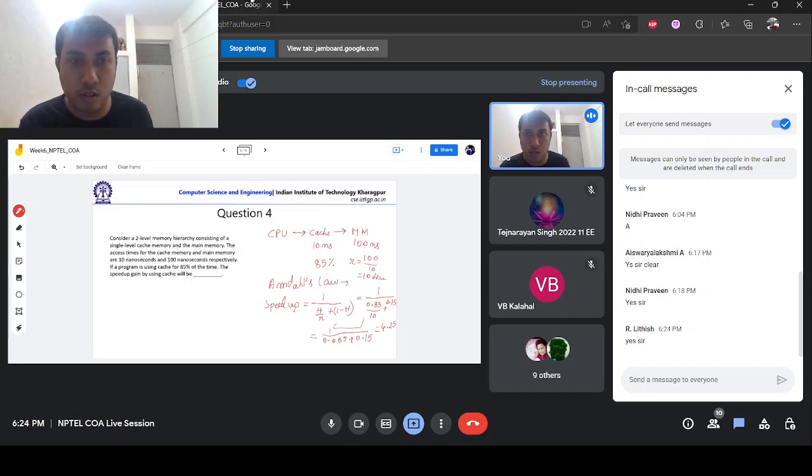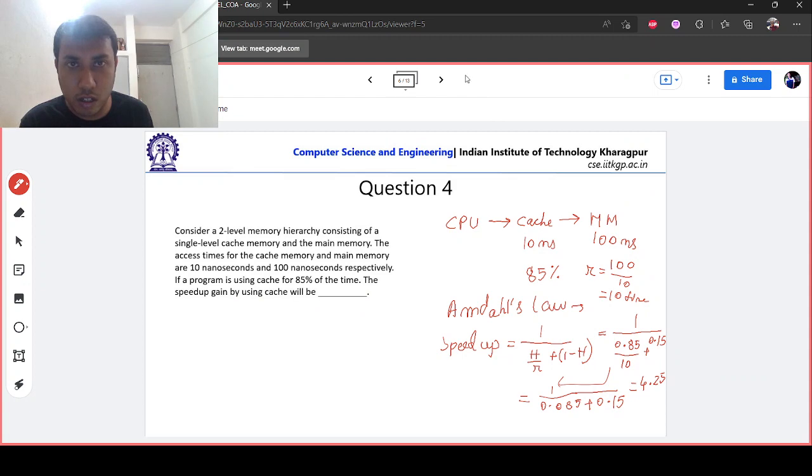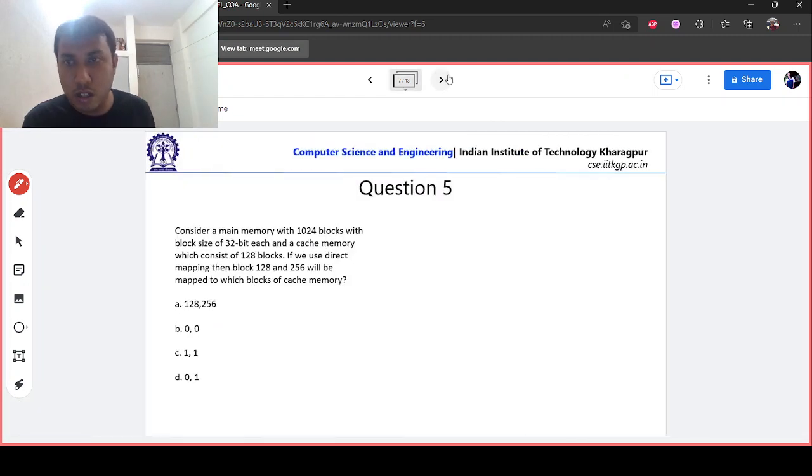Okay, so let's go to the next problem. The question is, consider a main memory with 1024 blocks with a block size of 32 bits each, and a cache memory which consists of 128 blocks. If we use direct mapping, then where will blocks 128 and 256 be mapped, to which blocks of the cache memory?